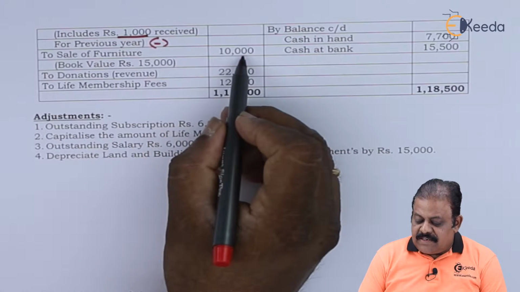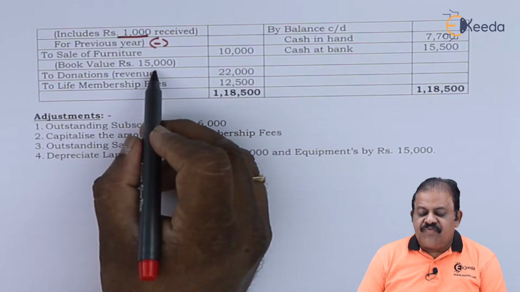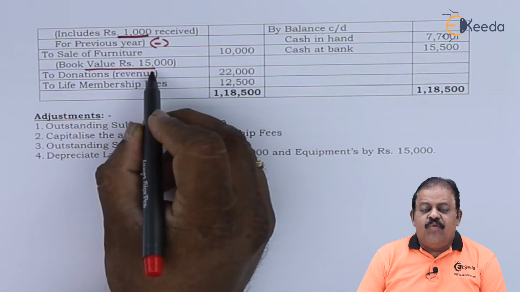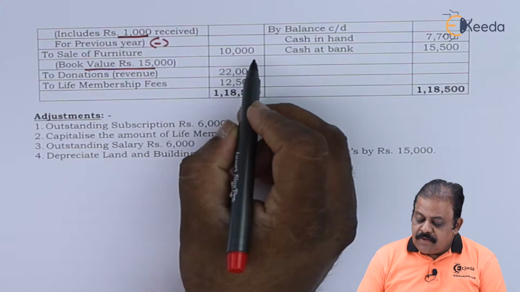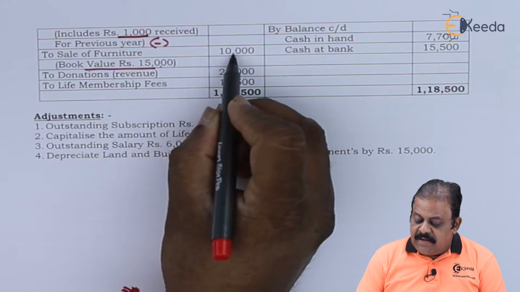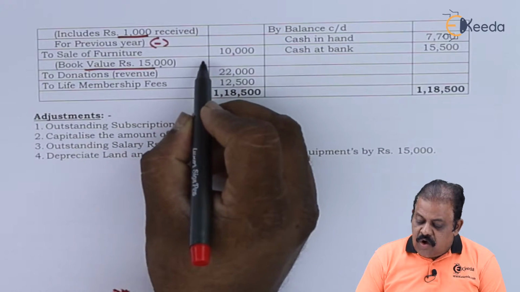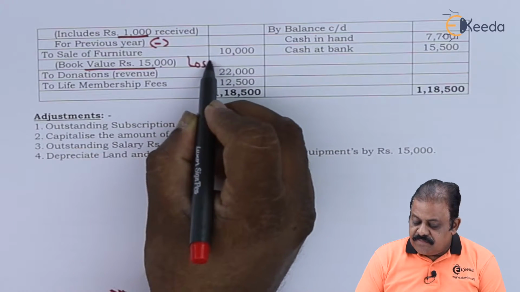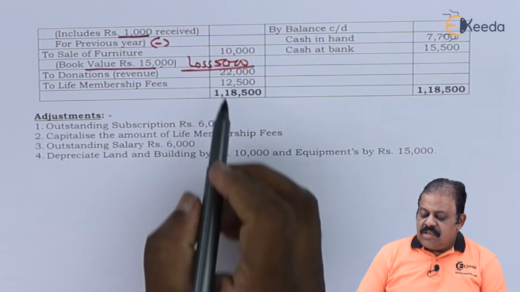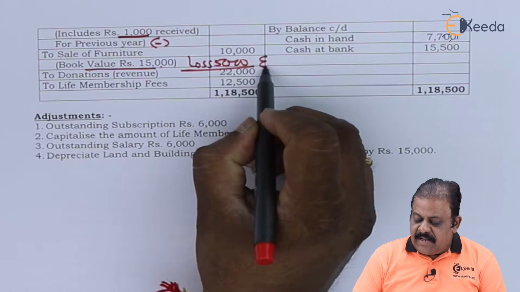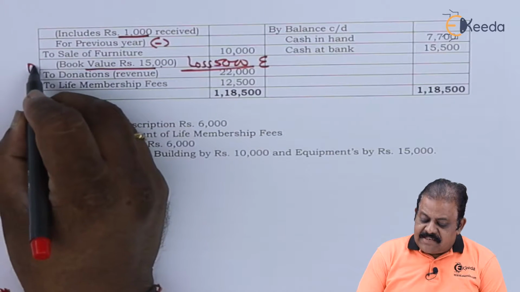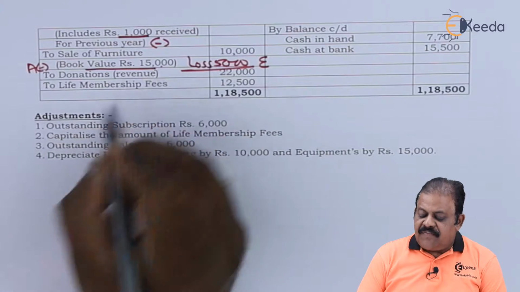Sale of furniture 10,000. Book value is 15,000. That means as per our books of account, its value was 15,000. But we have sold it for 10,000. So 15,000 minus 10,000, there is a loss of 5,000. This loss 5,000 will be recorded as expenditure. In balance sheet asset side, we will have to deduct 15,000.